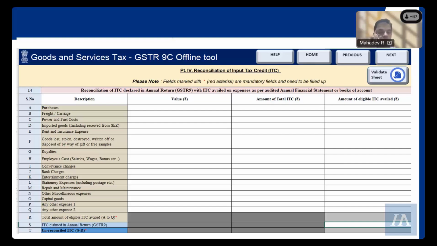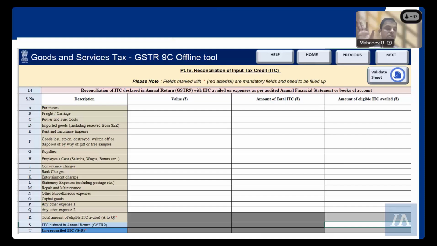So this was discussed in one of the meetings, and it was said that this is going to be optional as of now. So you don't have to fill it now. If they make it mandatory, then it is going to be a Herculean task.